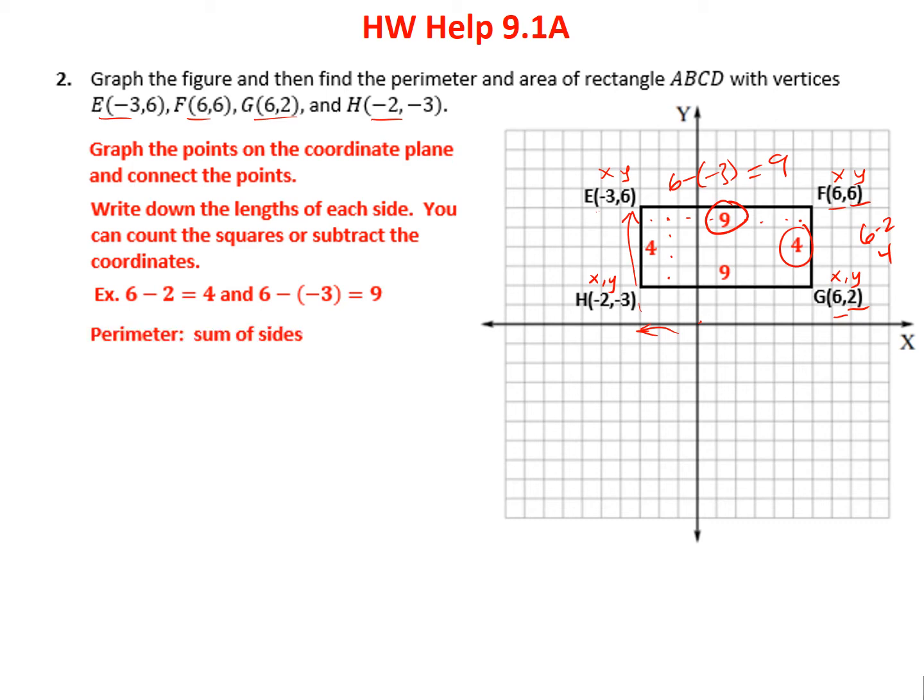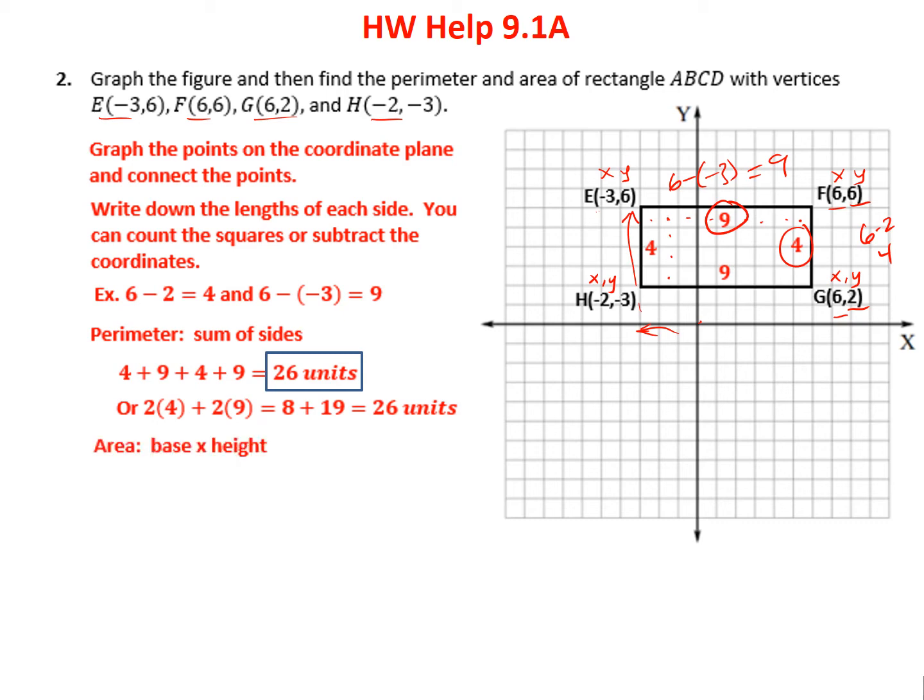Once I have that, then to find the perimeter, I simply add up my sides again. 4 plus 9 plus 4 plus 9 is 26 units. Or again, I can do 2 times the length and 2 times the width, which is 8 plus 18, or 26 units again. Now, it didn't ask us for the area, but we could just as well do the area.